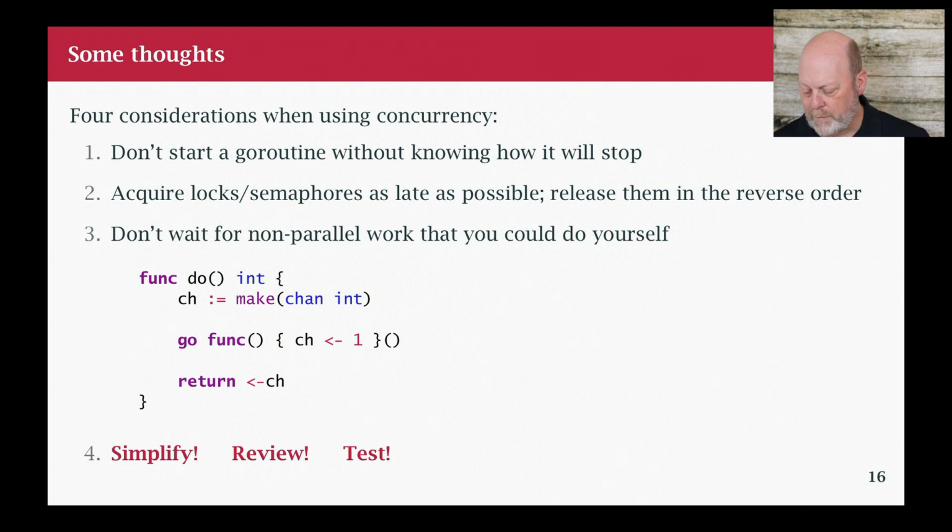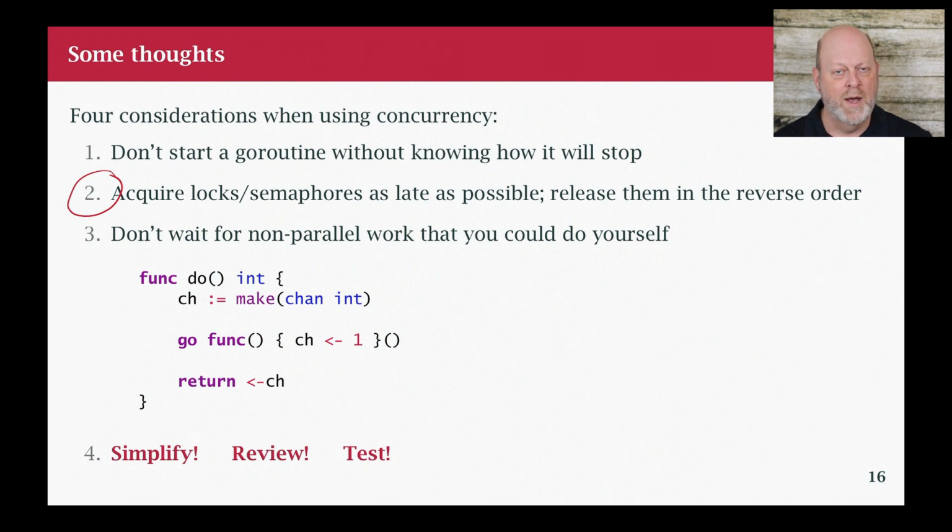Okay. The second one, and there's 2 pieces of this, okay? I want to acquire locks and semaphores as late as possible, right? And I showed an example of this where I go out and do an HTTP transaction to get a new OAuth token. I don't lock the mutex before that. I get the token, which could fail, and then I lock the mutex, and then I update the object with the new token. So get your mutex as late as possible.